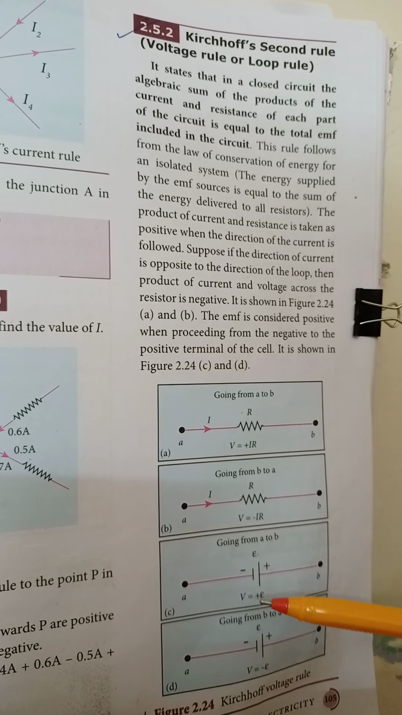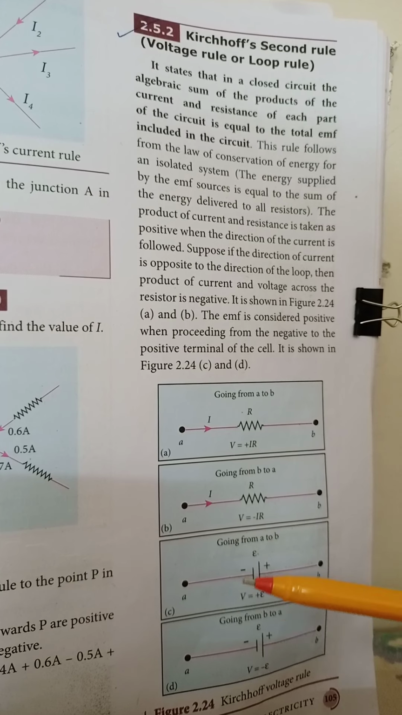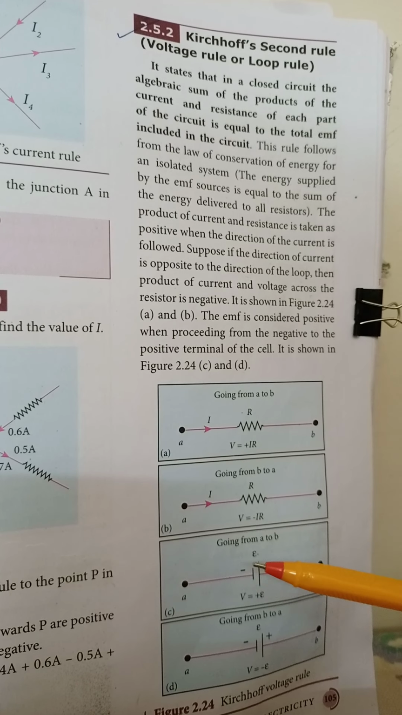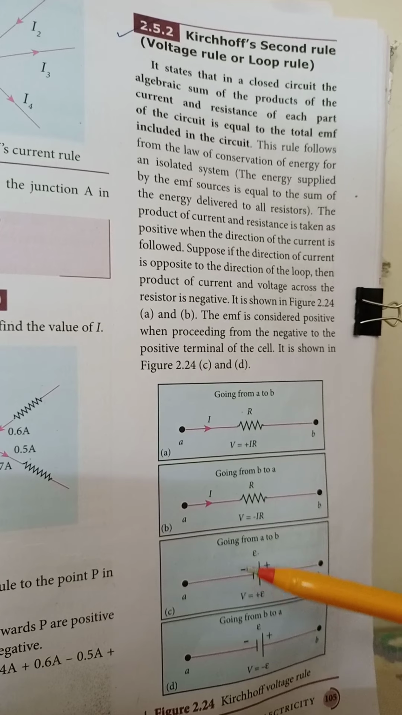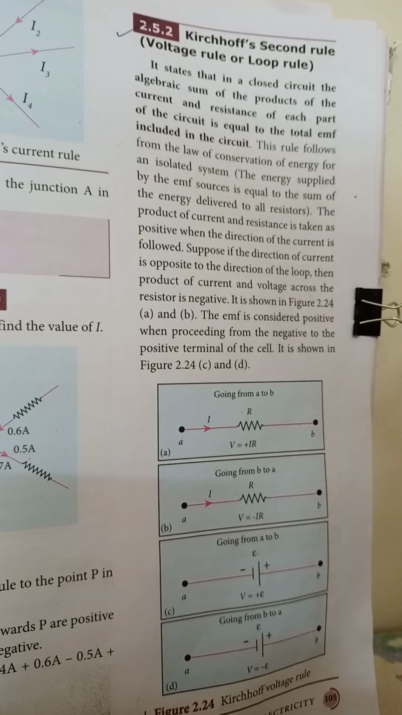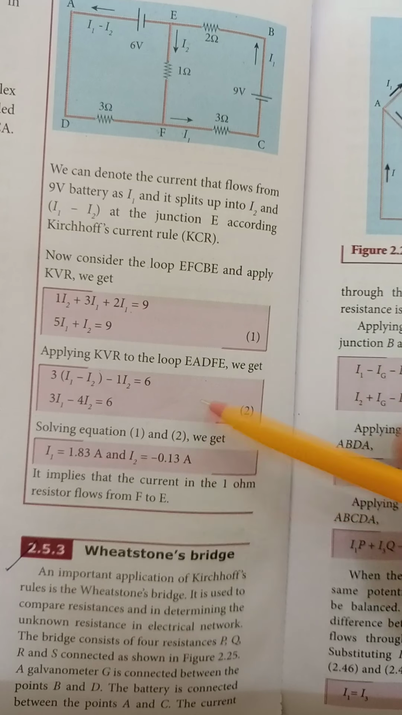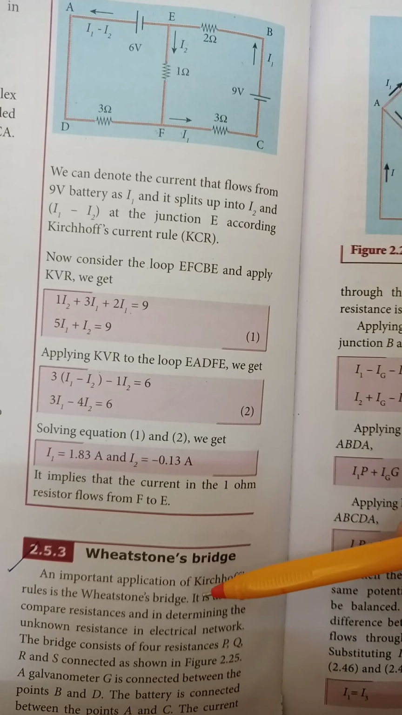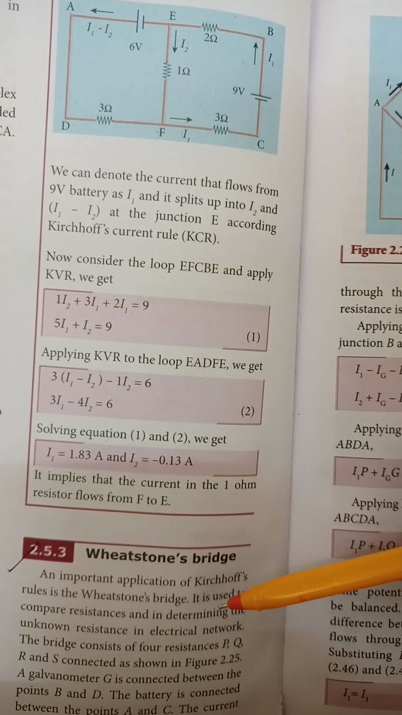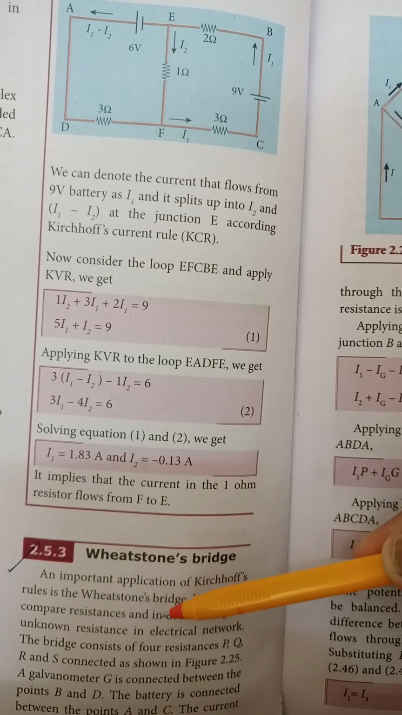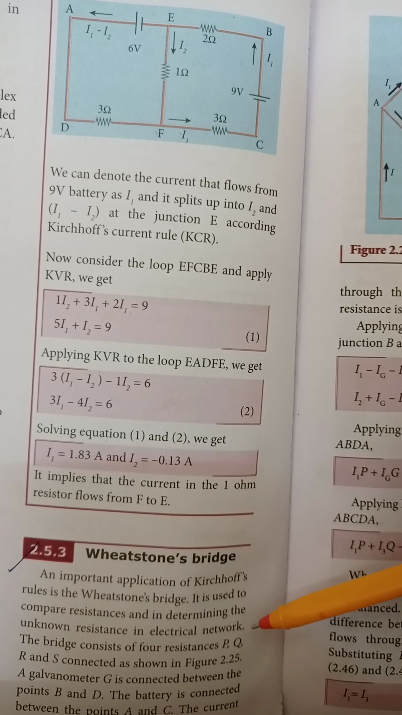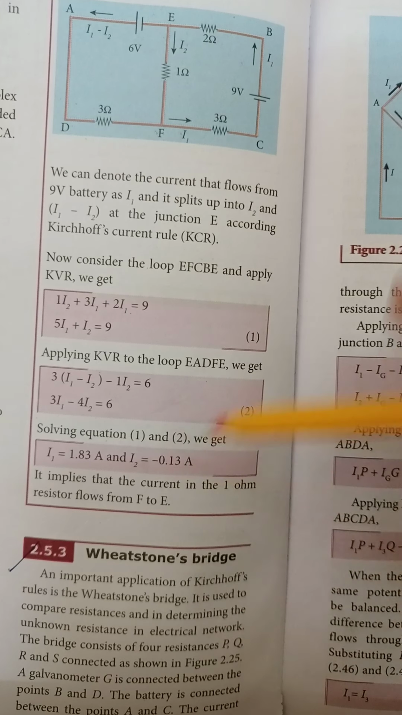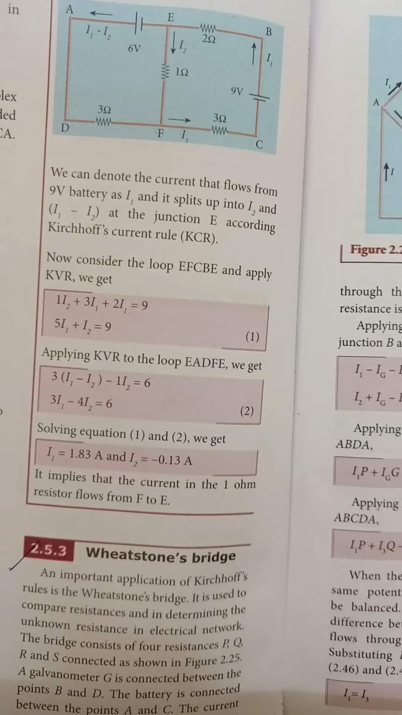Kirchhoff's rules can be followed only if the current in the circuit is constant, or only if a steady current flows through the circuit. Next, Wheatstone's bridge. An important application of Kirchhoff's rule is Wheatstone's bridge. Wheatstone's bridge helps us to compare resistances, and it is also used for determining an unknown resistance in an electrical network. Let us see the diagram and balancing condition for Wheatstone's bridge.